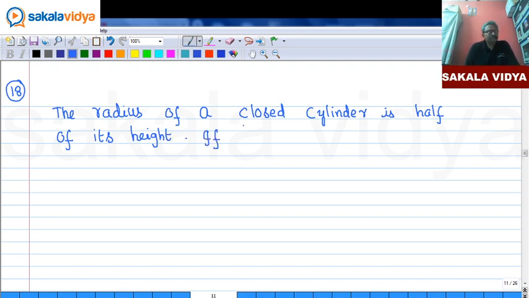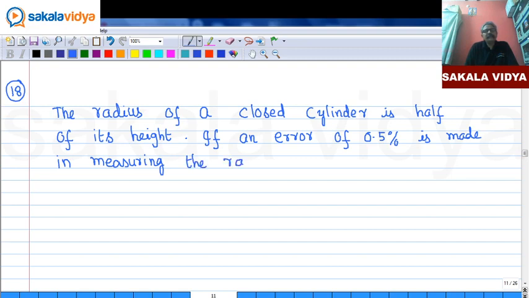If an error of 0.5% is made in measuring the radius, the percentage error in its surface area is?